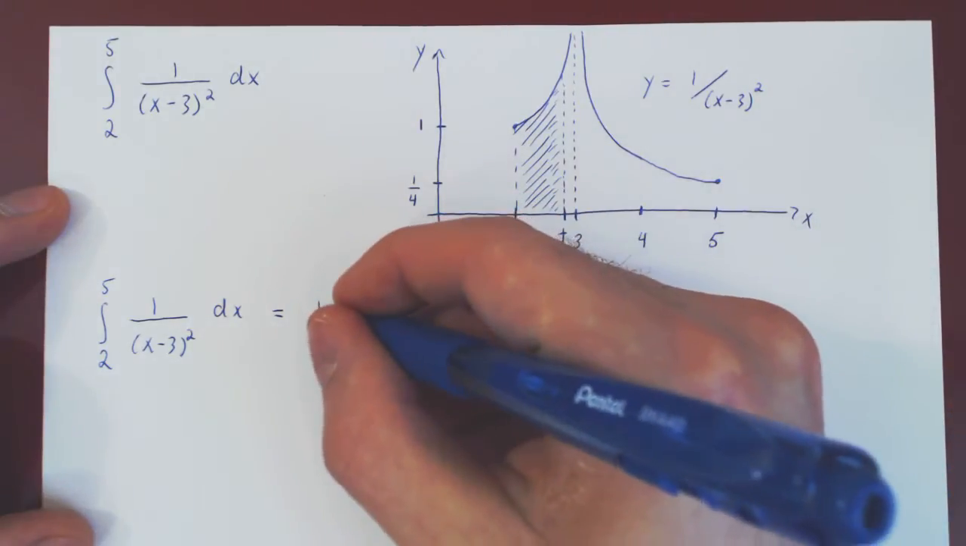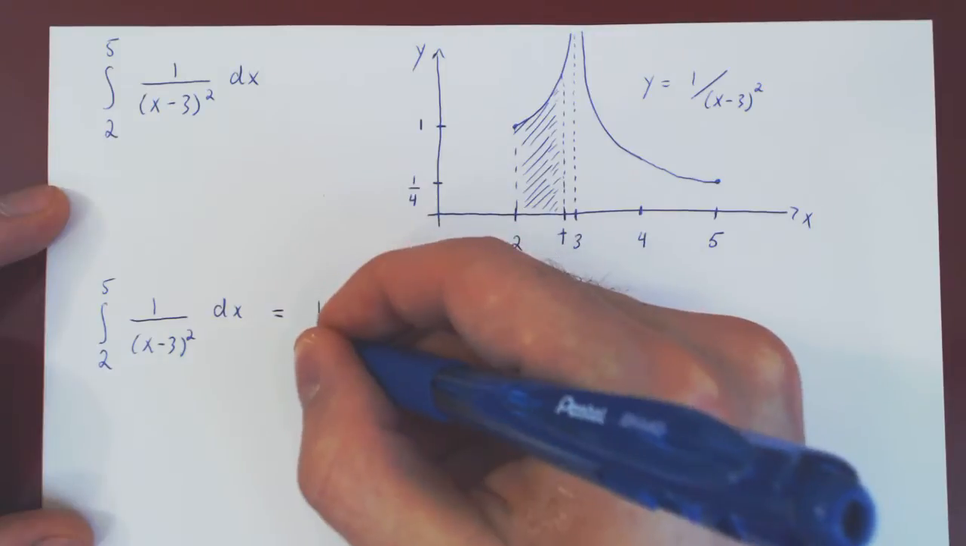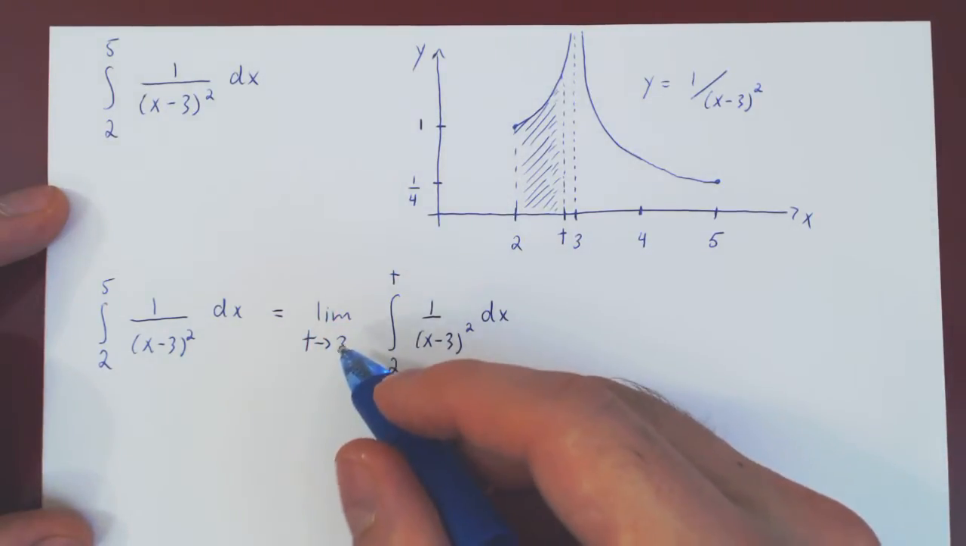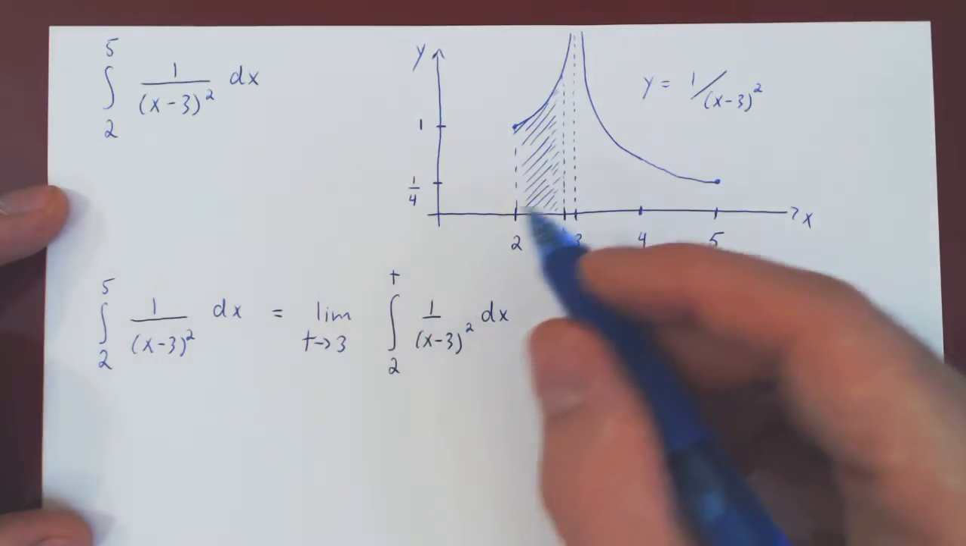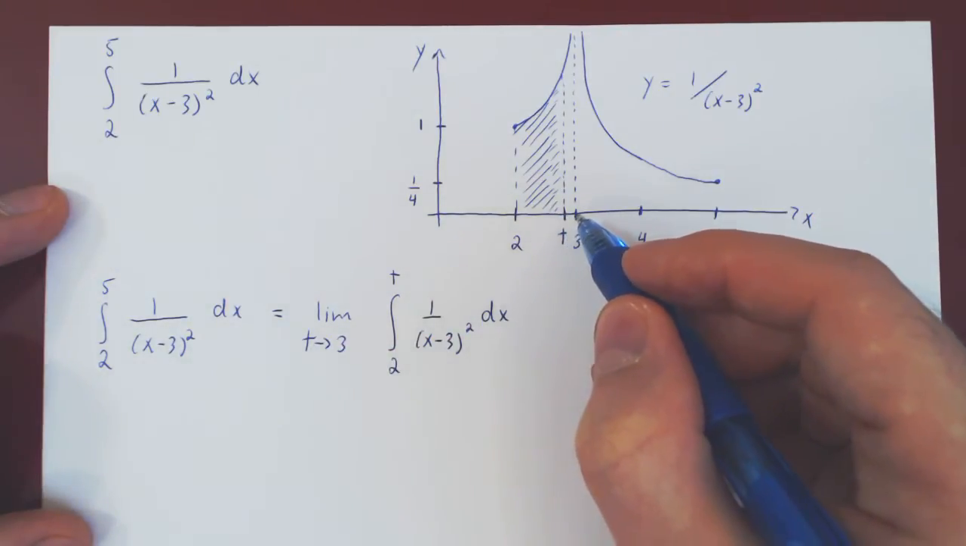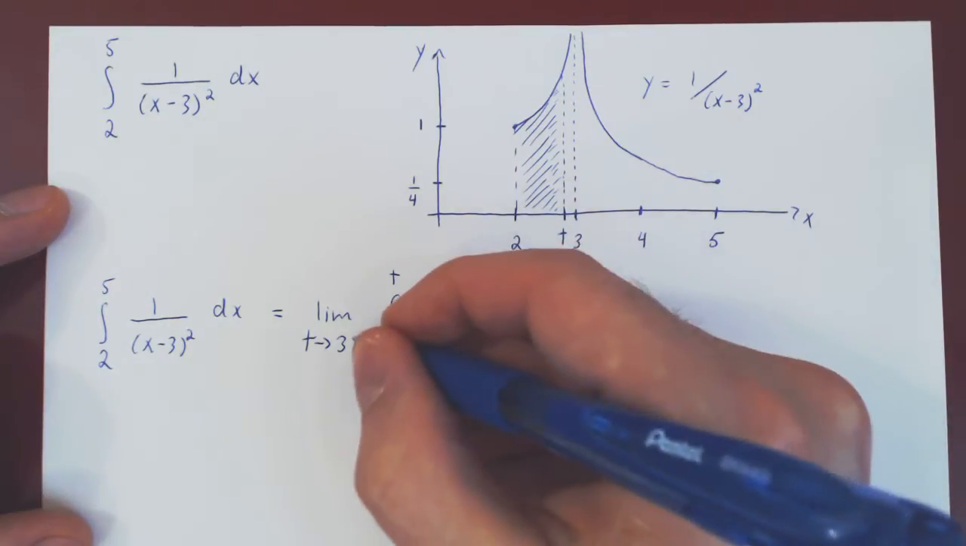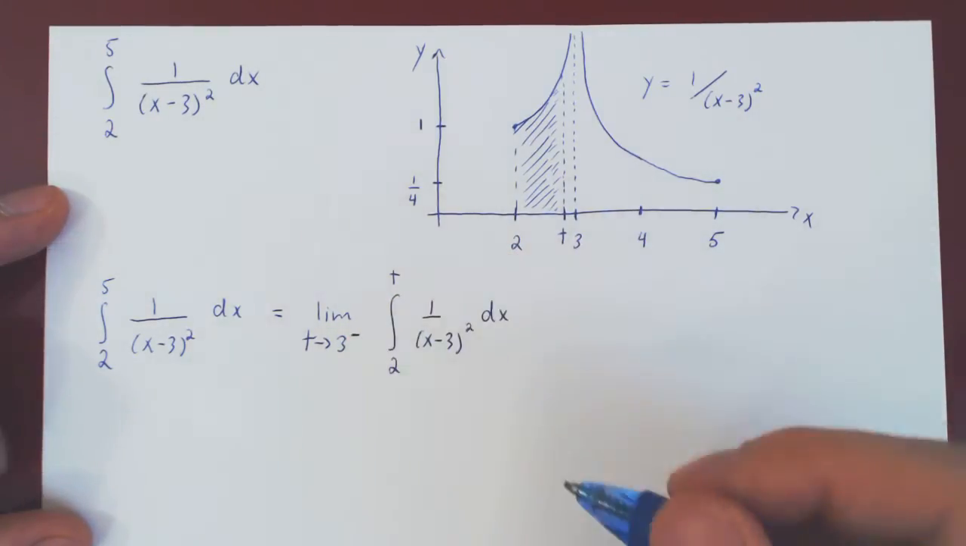So we have to take the limit as t approaches 3. And again, if we leave it like this, we're wrong, because we have to specify that t approaches 3, but from the left. So t must always be slightly smaller than 3. So t approaches 3 from the left.